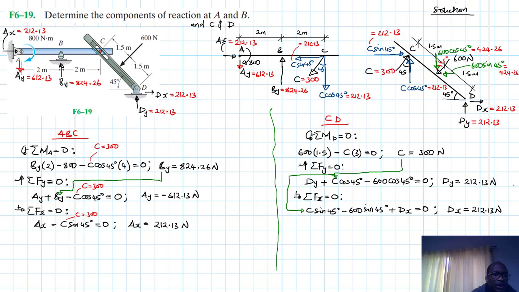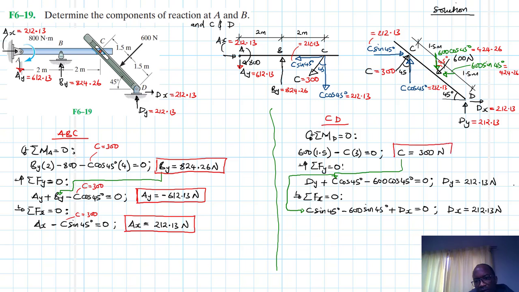Great. So let's outline our solutions. We have BY there, we have AY there, we have AX there, we have C, we have DY, and then we have DX. Great. I think this is really about it.